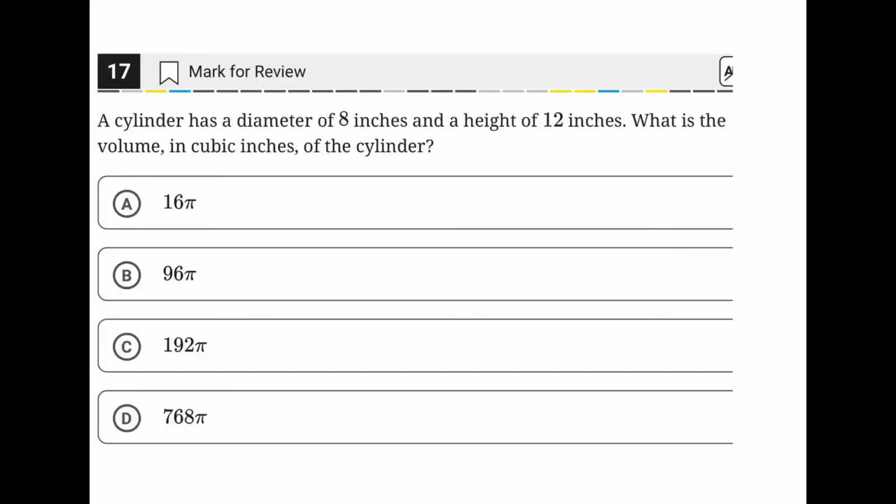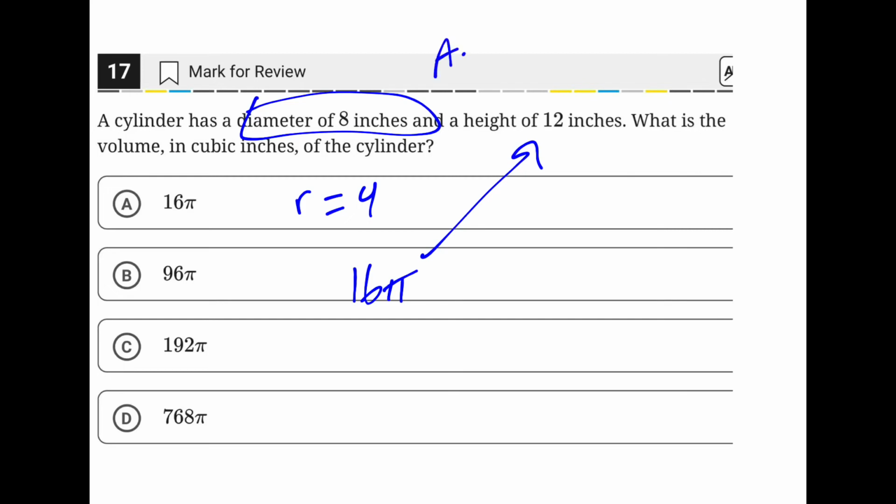For the volume of a cylinder, which I think they give you as a formula, we're going to take the area of the base times the height. So the area of the base is a circle. If the diameter is 8, that means the radius is equal to 4. So we're looking at 16 pi as the area of the base, and we're going to multiply that by 12.